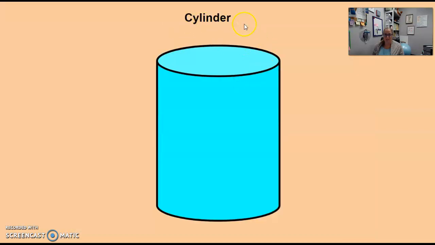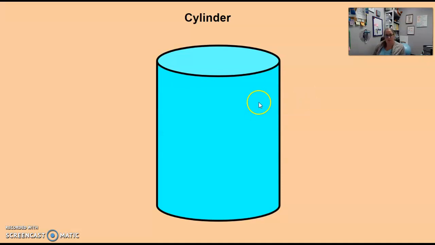So look at this cylinder. What is something that you notice about this cylinder? Turn and talk to somebody. What do you notice about this cylinder? Okay, come back to me in 3, 2, 1. Eyes and ears on me.